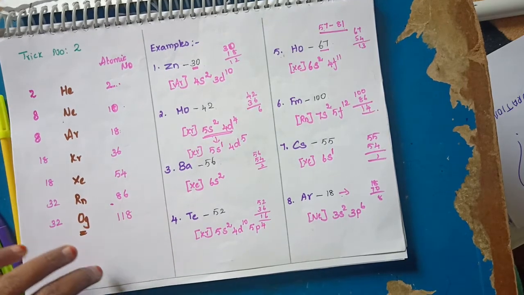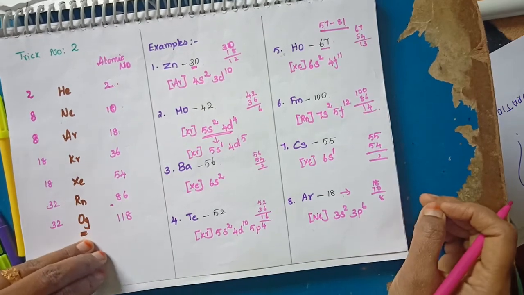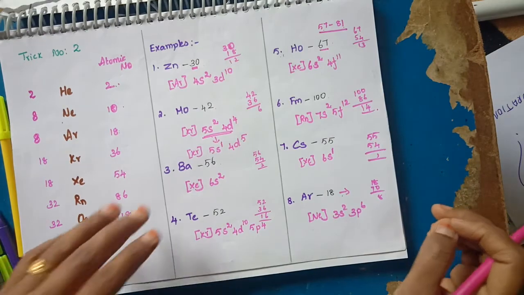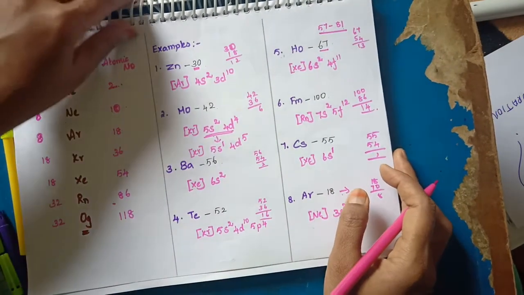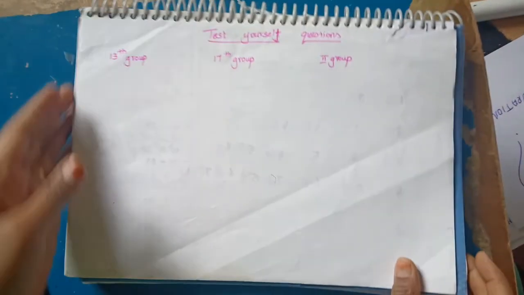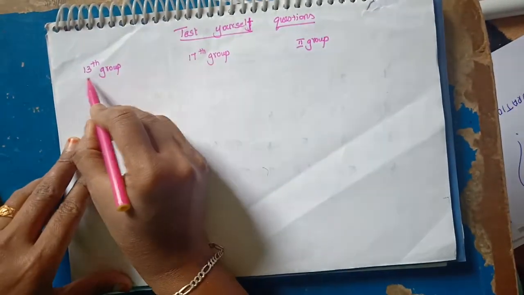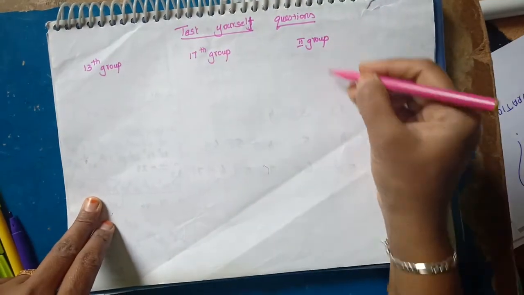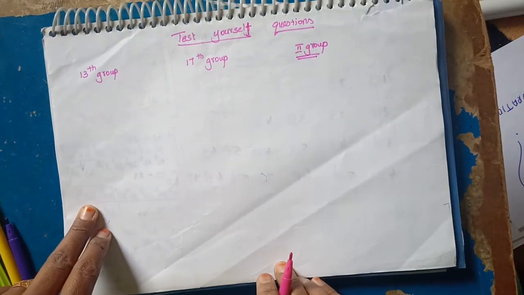Okay, so you practice. The practice only will make you perfect in writing the electronic configuration. After that, you can go to the practice yourself questions also. It is given in a separate video. By seeing that, you will come to know. For example, you can check out the test yourself or practice yourself questions. You start writing the electronic configuration for the 13th group elements, 17th group elements, and the second group elements. So it is given in Roman numeral 2. According to that you can write.